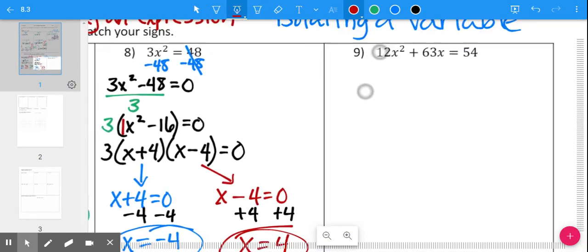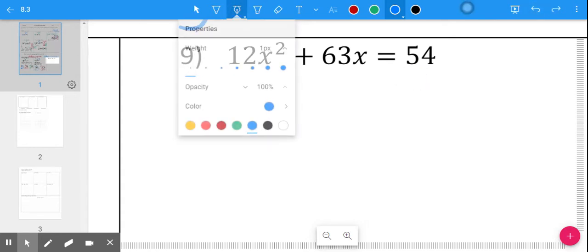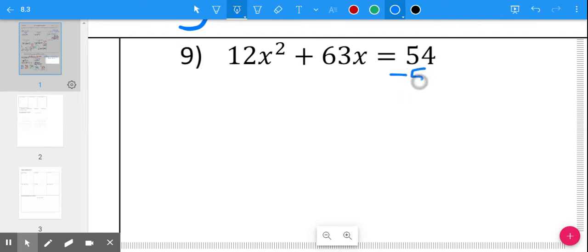So the next one. First thing you have to do, set it equal to 0. So I'm going to subtract the 54. I'm going to write a little smaller on this one because it's got more going on. I'm going to subtract the 54 from both sides. Now again, 54 is not a like term with the 12x squared or the 63x, so you just line it up.